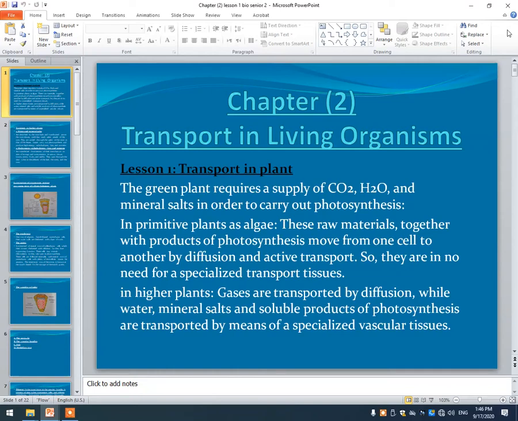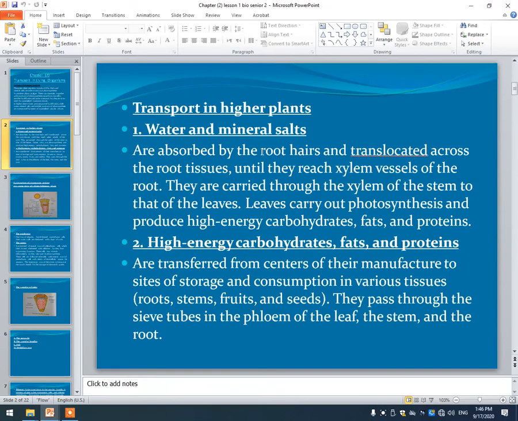In higher plants, gases are transported by diffusion, while water, salts, and soluble products of photosynthesis are transported by means of specialized vascular tissue. First, transport in higher plants. How can water and mineral salts move inside higher plants? They are absorbed by the root hairs and translocated across the root tissue until they reach the xylem vessels of the root. They are carried through the xylem of the stem to that of the leaf.